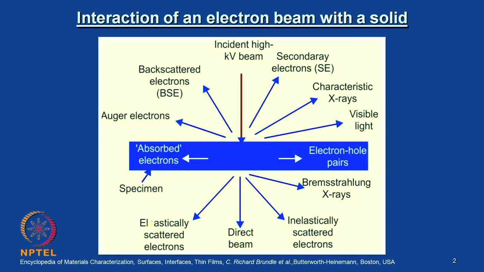Within this volume of the sample, what we have written is absorbed electrons. That means some electrons are being absorbed by the specimen, and you get electron hole pair generation, and then you see secondary electrons, characteristic X-rays, visible light, and then you have backscattered electrons, elastically scattered electrons, a direct beam, inelastically scattered electrons, and Bremsstrahlung X-rays.